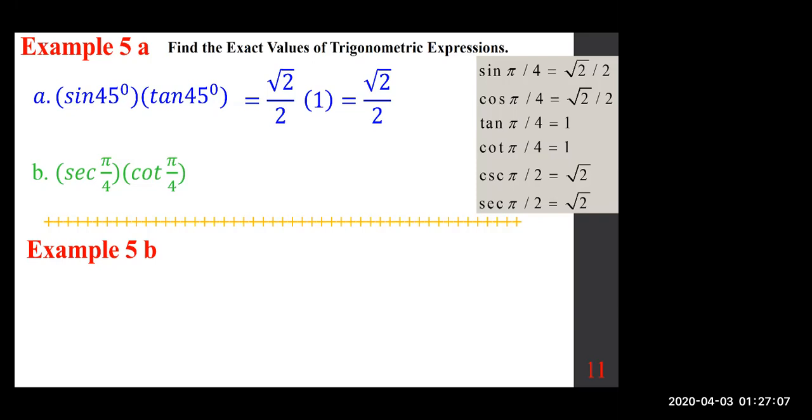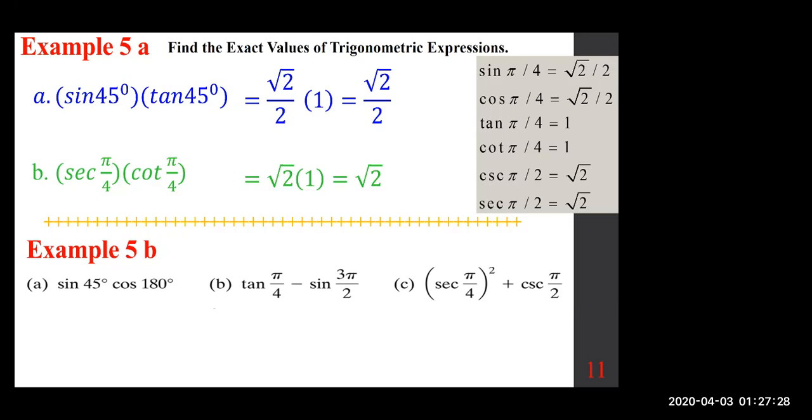Secant of pi over 4, cotangent of pi over 4. We want to look at their product. And again, in case you don't know it, secant is 1 over cosine. So it ends up being square root of 2 times 1, which is simply square root of 2. Now, these three, I'm going to give everybody a minute to figure all of them out. This is a simple case, and they're all common arcs.